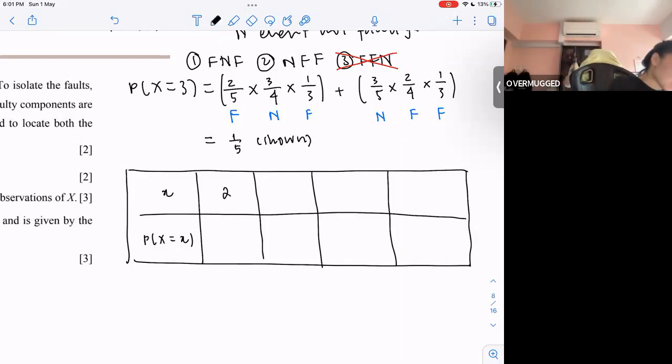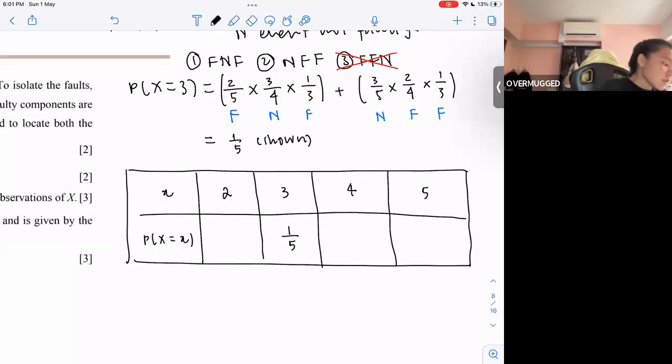2. And then, of course, we have your 3, 4, and then maybe you take all 5. Maybe you take all 5 selections to find out that something is faulty. Okay, and we know that your probability for 3 is already 1/5.